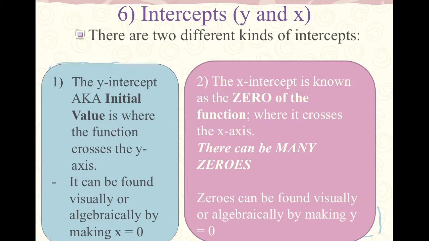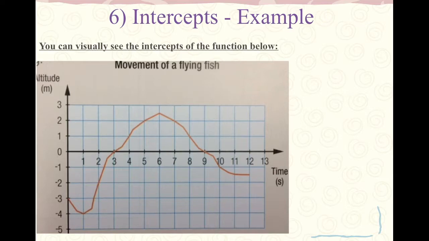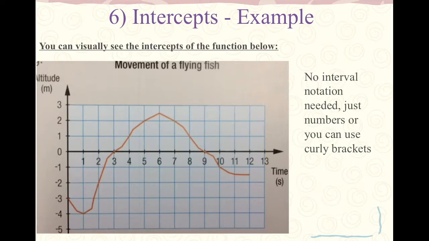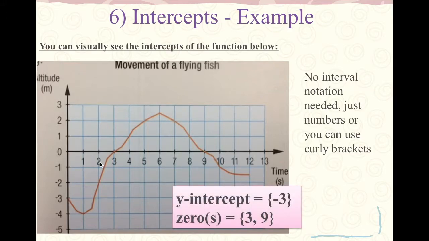In this case, a 0 can be found visually just by looking at the graph. You can see where it crosses the x-axis, or algebraically. But in this case, instead of making x equal to 0, you make y equal to 0, and you can solve for your zeros. So here's an example. So visually, I can see here that there are 2 zeros and 1 initial value. No interval notation for this, kind of like min and max, except it's encouraged that you could maybe use curly brackets. In this case, the y-intercept is negative 3. So we put curly bracket negative 3, but there are 2 zeros. It crosses the x-axis at 3 and 9. So we just write 3, 9. It's possible that sometimes you only get 1 0, but in this case we have 2.